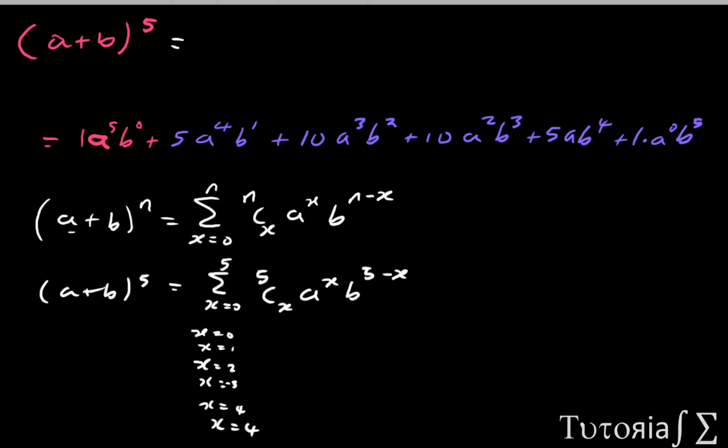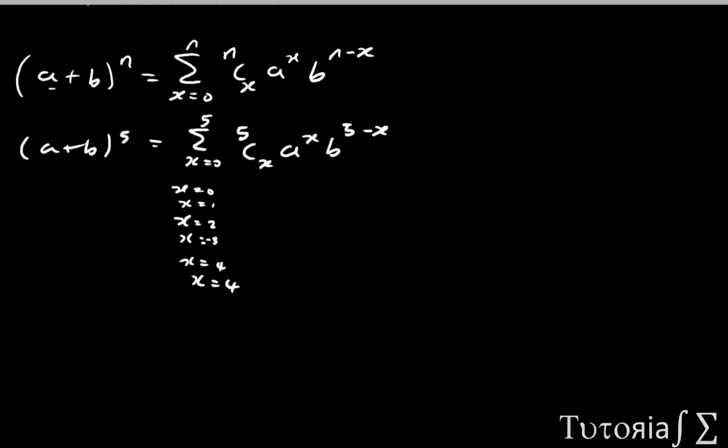Okay, so for x equals 0, what we're going to have here is 5 choose 0. Then a will be to the power 0, then b to the power 5 minus 0, then plus because of the sum.